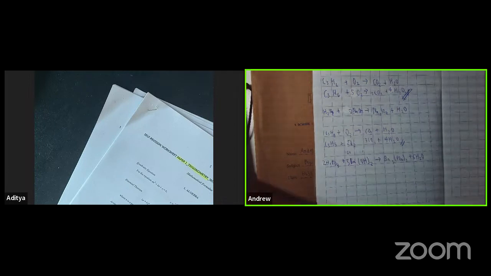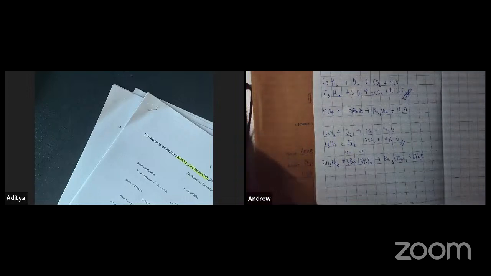Sorry, what do you mean by 2000 molecules of like what? Oxygen? Okay. So I have 2000 molecules of C3H6, this one. Okay. Then how many molecules of oxygen do I need?